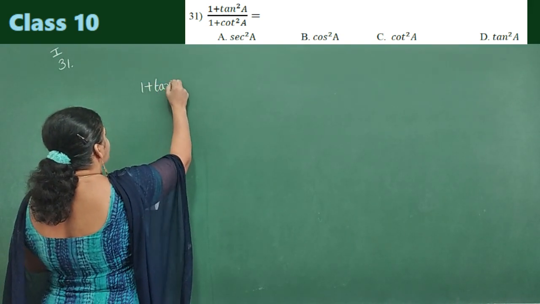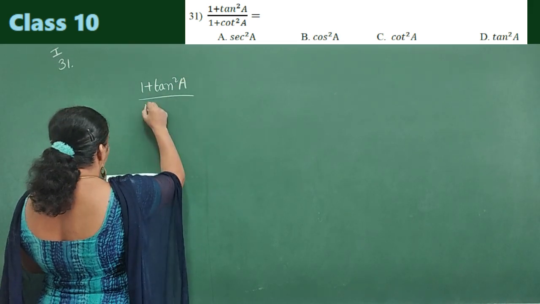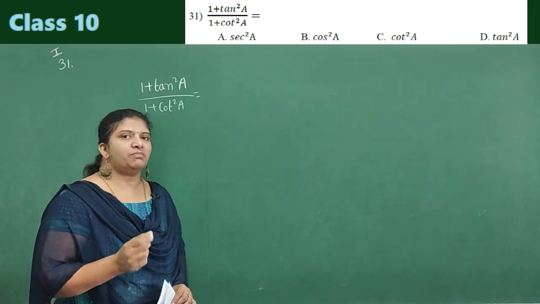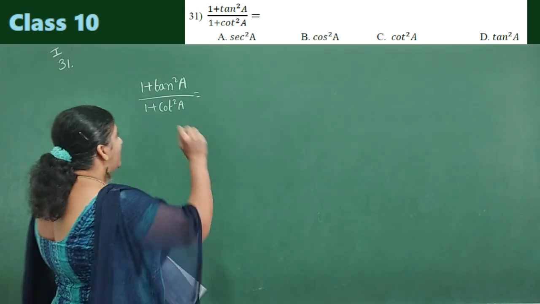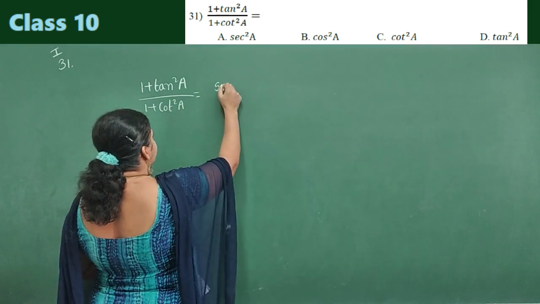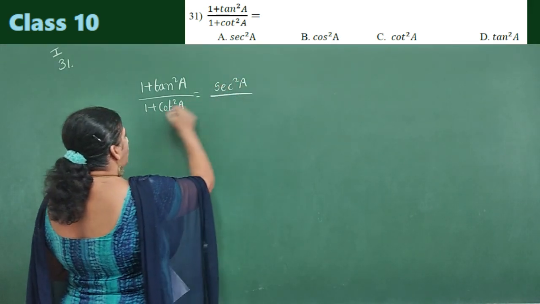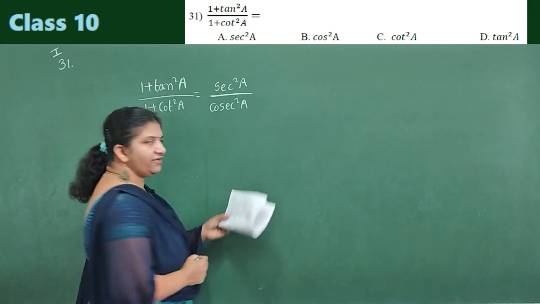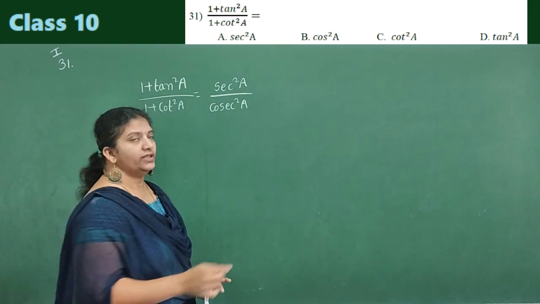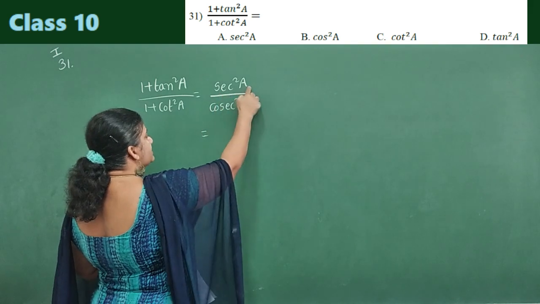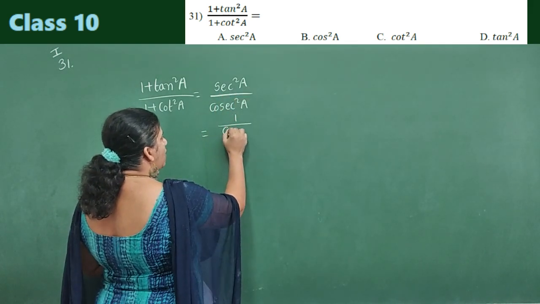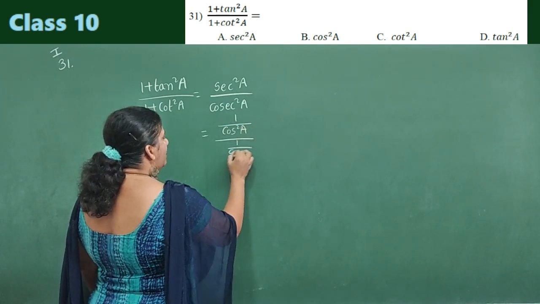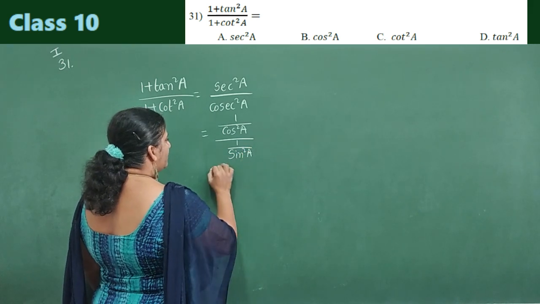1 plus tan square A by 1 plus cot square A is equal to. We remember by trigonometric identities, 1 plus tan square A is equal to secant square A and 1 plus cot square A is cosecant square A. Check for this option. Do you have it? No. Then we need to simplify this one. Secant square A can be written as 1 by cos square A. Cosecant square A can be written as 1 by sin square A.